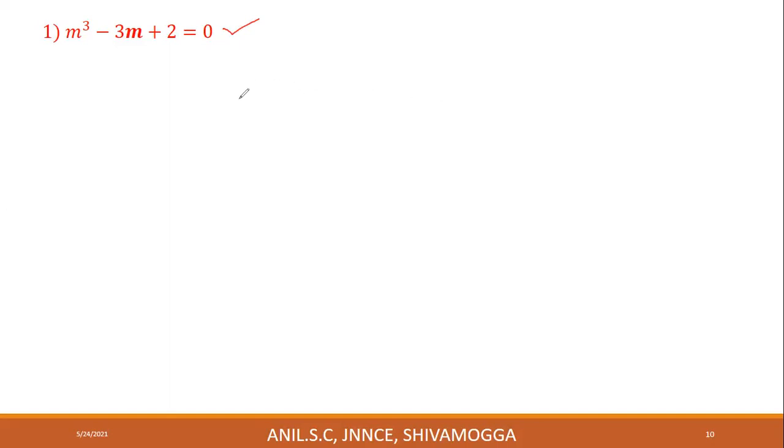First, let's check this. Put m is equal to 1. When m is equal to 1, this equation will be 1 cube. 1 cube is 1. Minus 3 into 1 is 3. Plus 2 is equal to 0. 1 minus 3 plus 2 is 0. 0 is equal to 0. Therefore, by inspection, m is equal to 1 is a root.